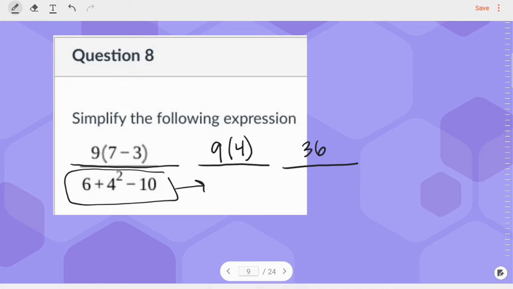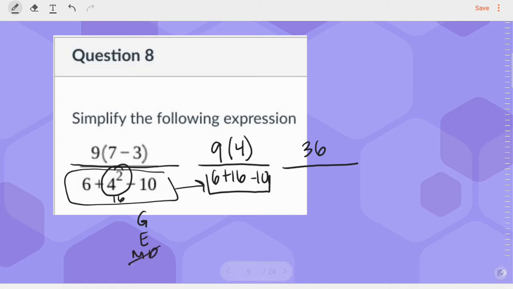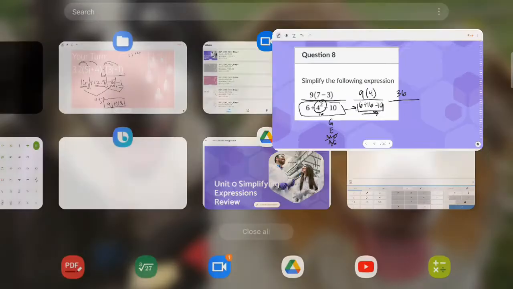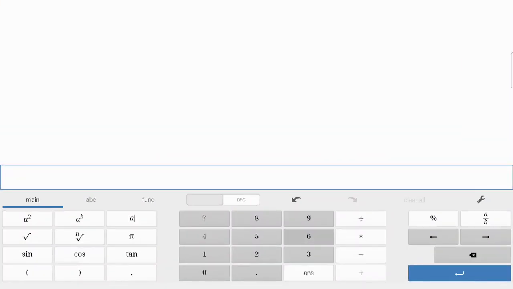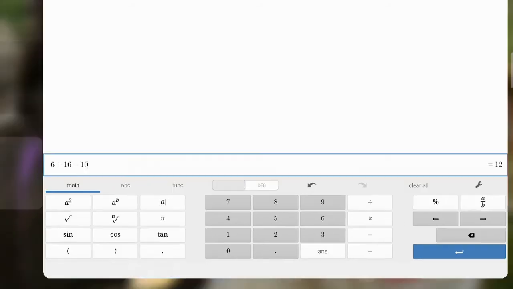So what do I do first in this? There's no grouping symbols, but there are exponents. Here we are. So 4 to the second power is 16. So 6 plus 16 minus 10. Now simplify that denominator. There are no multiplying and dividing. There is addition and subtraction. I'm going to move left to right, but I'm actually going to let my calculator do the work for me. 6 plus 16 minus 10. 6 plus 16 minus 10, 12.